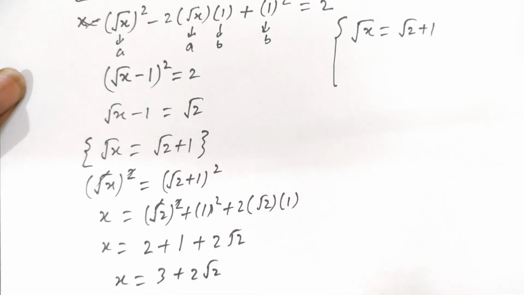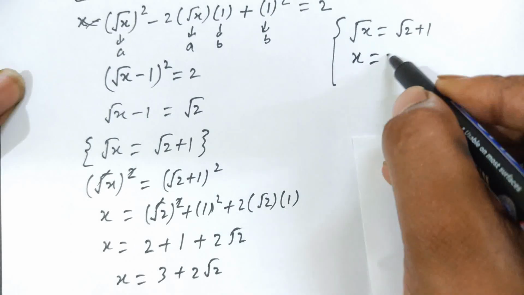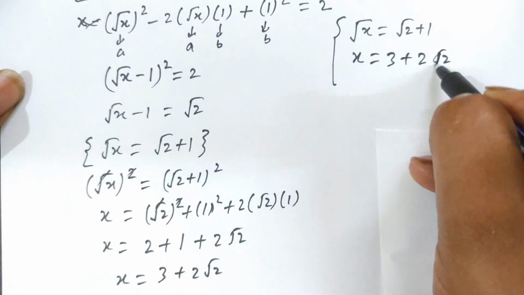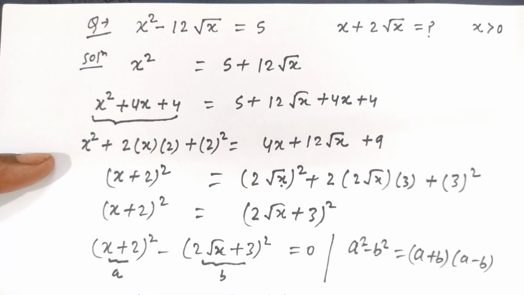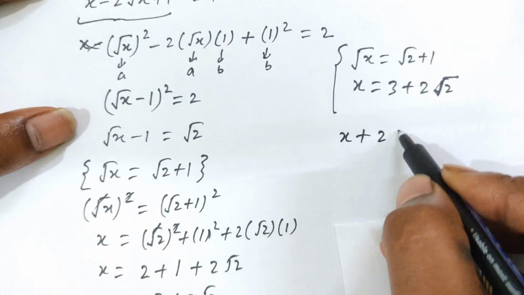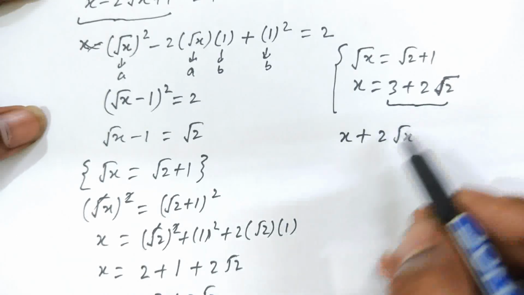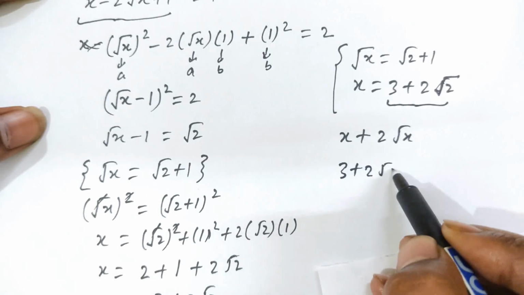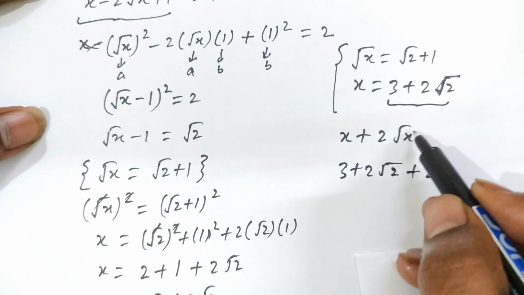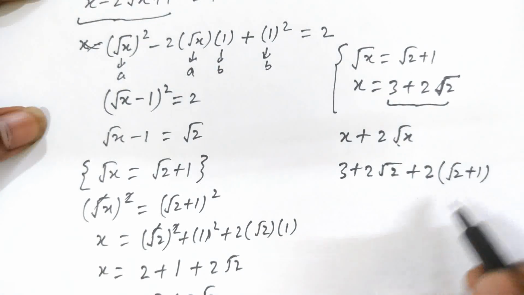So here the value of x is 3 plus 2 times square root of 2. Now we will find the value of this expression, that is x plus 2 times square root of x. Here the value of x is 3 plus 2 times square root of 2, plus 2, and this square root of x is equal to square root of 2 plus 1.